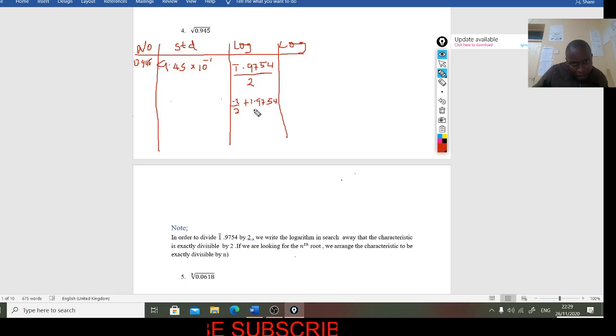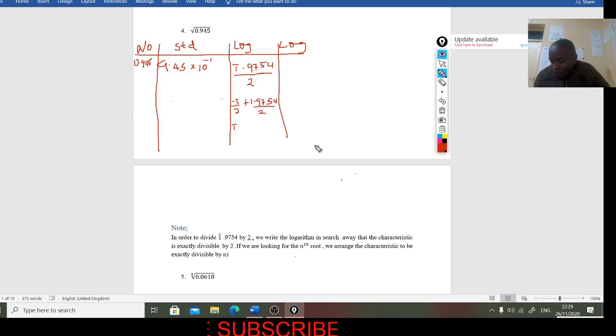It's good to separate all over 2. Say that this is the characteristic. You divide the characteristic separately and this other one separate. So if I divide this, I get the characteristic as power 1, then I add plus whatever you get here.